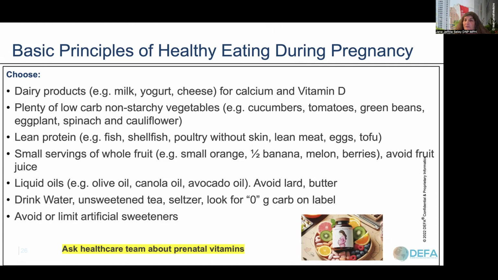Be careful of artificial sweeteners. We really want to limit them or avoid them during pregnancy. There's not a lot of good data on their safety while pregnant. And prenatal vitamins, ask your healthcare team about that.